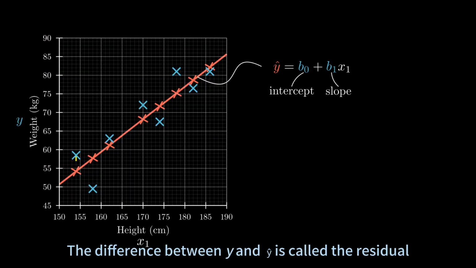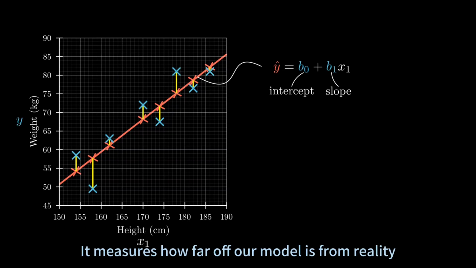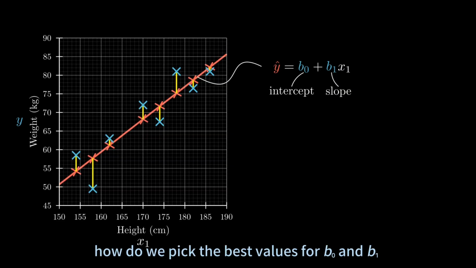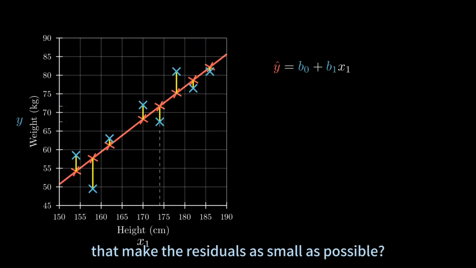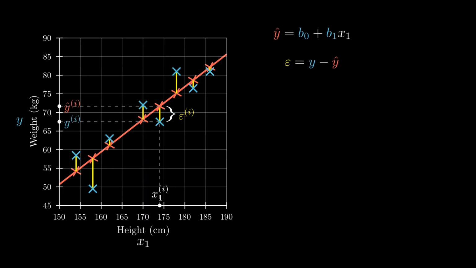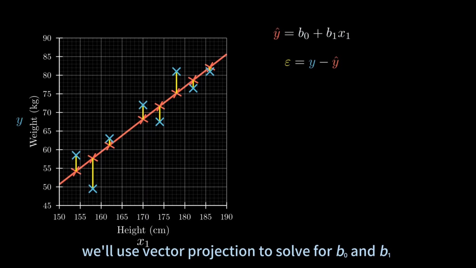The difference between y and y-hat is called the residual. It measures how far off our model is from reality. So the next step is, how do we pick the best values for B0 and B1 that make the residuals as small as possible? In other words, make that red line hug the cloud as closely as it can. In this video, we'll use vector projection to solve for B0 and B1.